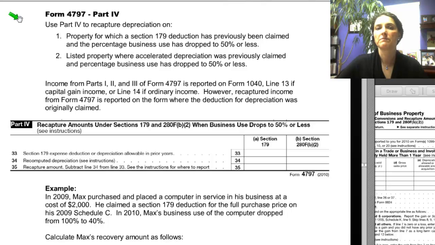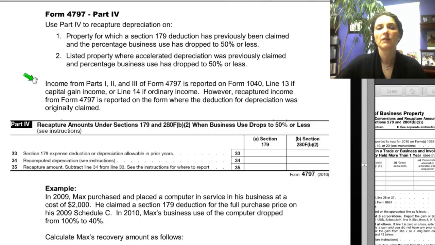Form 4797, Part 4. Use Part 4 to report recapture of depreciation on property for which a Section 179 deduction has previously been claimed and the percentage business use has dropped to 50% or less, or for listed property where accelerated depreciation was previously claimed and the business use percentage has dropped to 50% or less. Income from Parts 1, 2, and 3 of Form 4797 is reported on Form 1040, line 13, if it is capital gain income, or on line 14 if it is ordinary income.